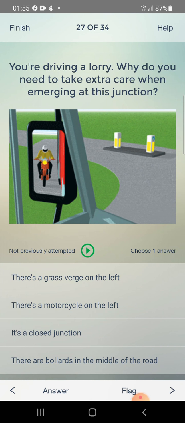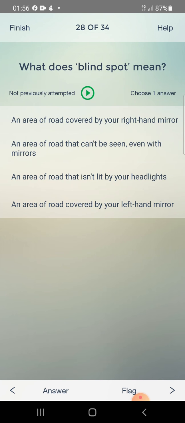You're driving a lorry. Why do you need to take extra care when emerging at this junction? There's a grass verge on the left. There's a motorcyclist on the left. Yes. What does blind spot mean? An area of road covered by your right hand mirror. An area of road that can't be seen even with mirrors.